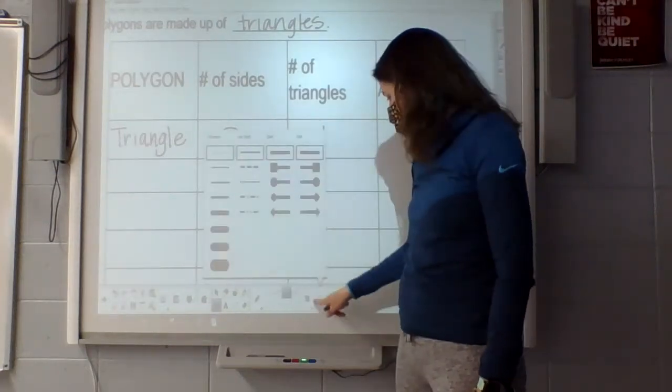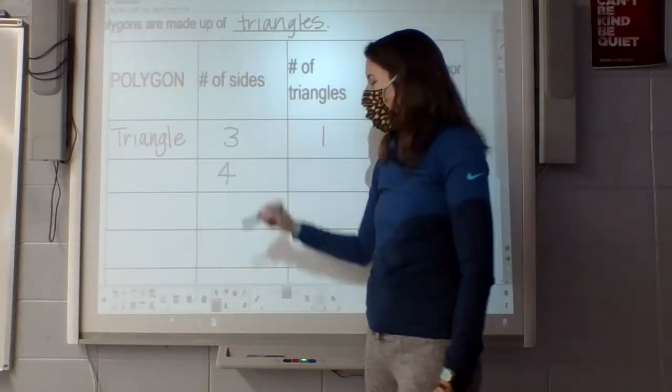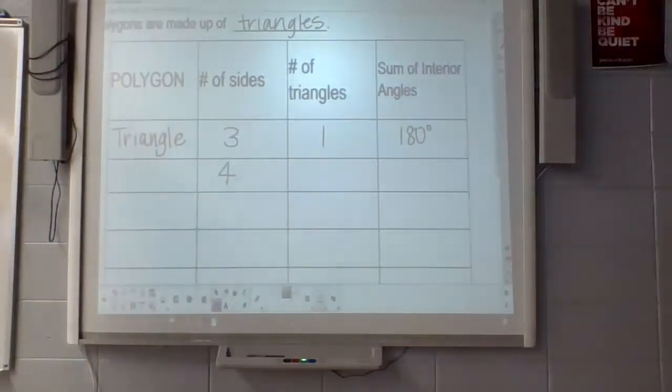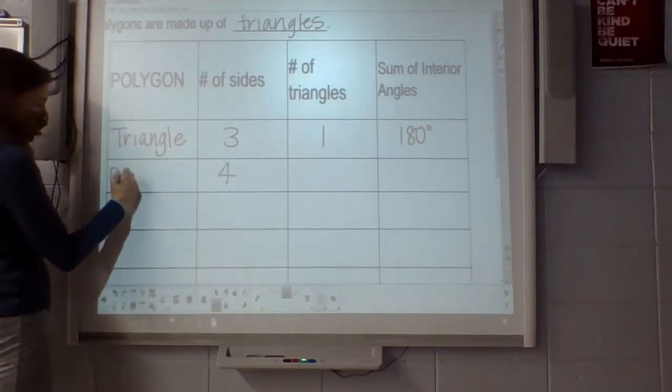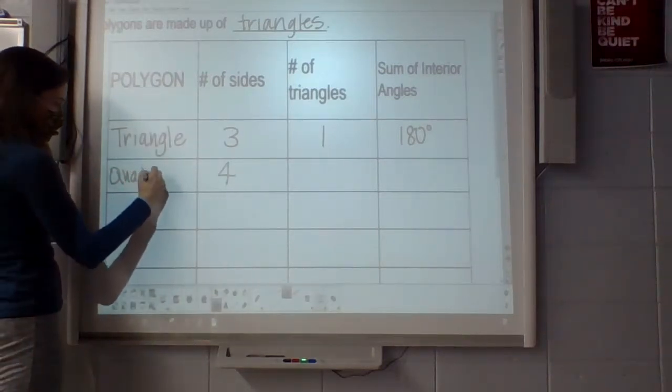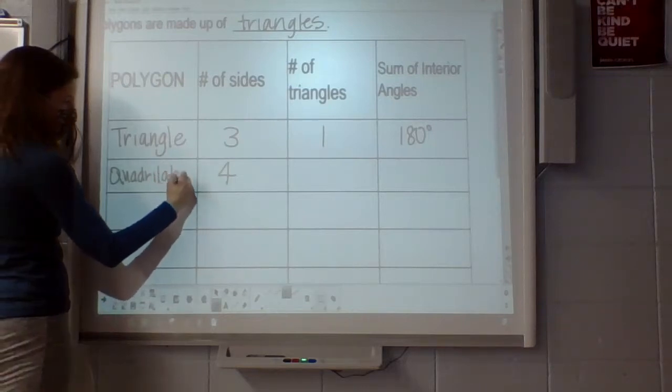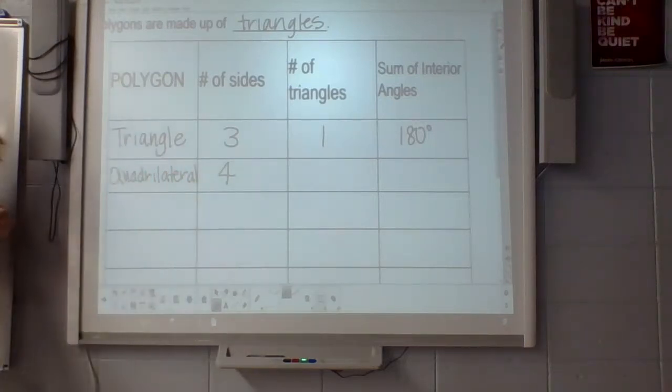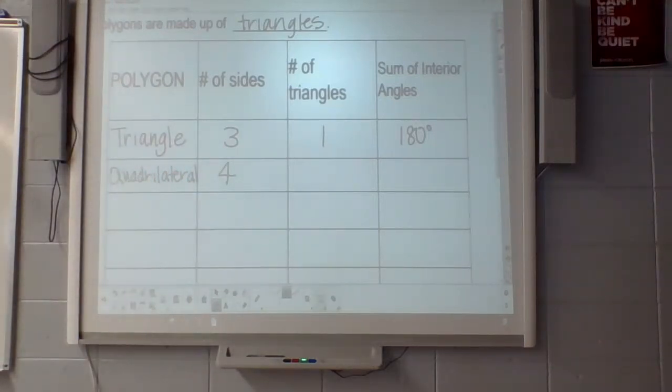So the next one we're going to do is 4 sides. Does anyone know the really general name for a 4-sided shape? Square is specific. It's a specific type. Quadrilateral. It is. It's a quadrilateral. So yeah, you guys might say a square, a rectangle, even a trapezoid.